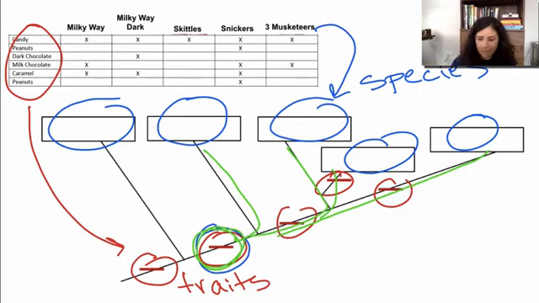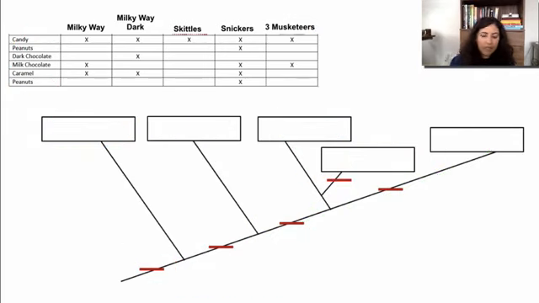Okay, so let's go ahead and get started on this problem. So the first thing we're going to want to do, which we've already done, is figure out which trait is the most common, which trait is shared by all of them. And that's going to be the trait that goes in that very first dash. And so we already know that's going to be candy. So I'm going to go ahead and just write candy here. And then to keep myself organized, I'm going to go ahead and just cross candy off this list so I don't have to worry about it anymore.